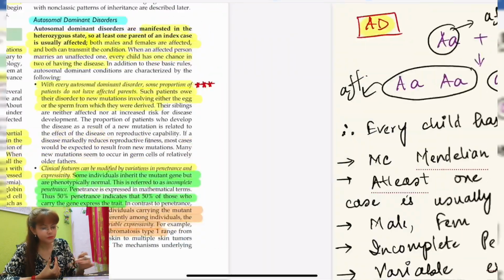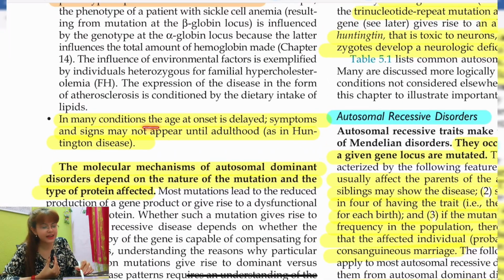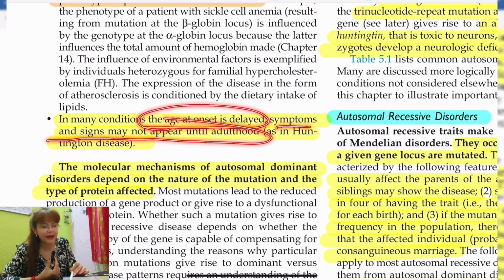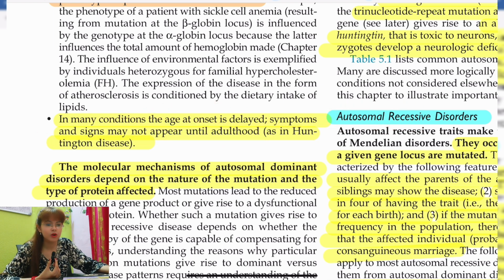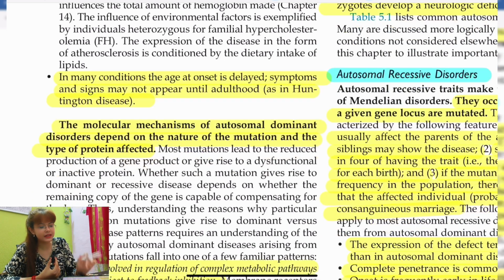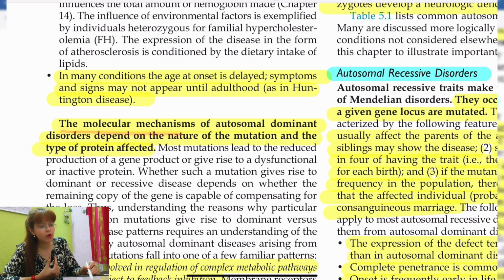Okay. In many conditions, the age at onset is delayed. Symptoms and signs may not appear until adulthood. In contrast to autosomal recessive, in autosomal recessive disorders, the disorders are usually expressed at birth or during childhood itself, but in autosomal dominant disorders, the age of onset is delayed. The molecular mechanism of the autosomal dominant disorders depends on the nature of the mutation and the type of the protein affected.